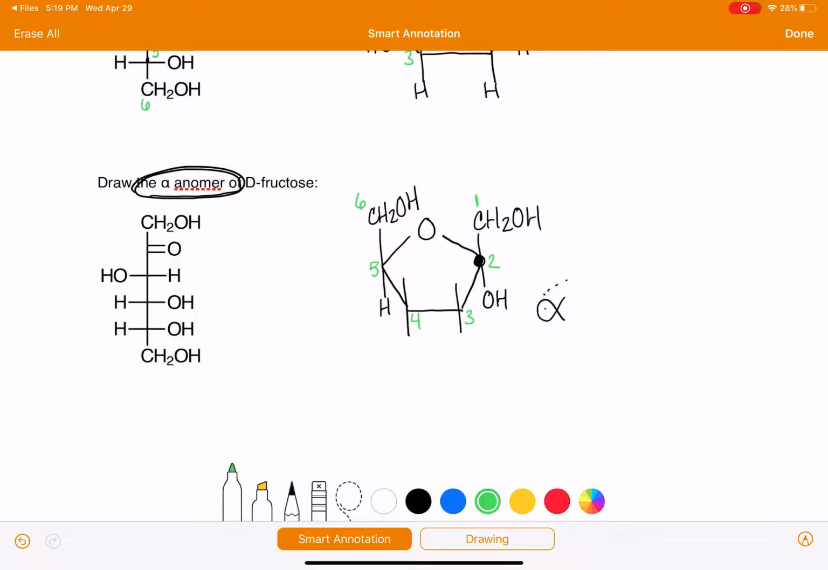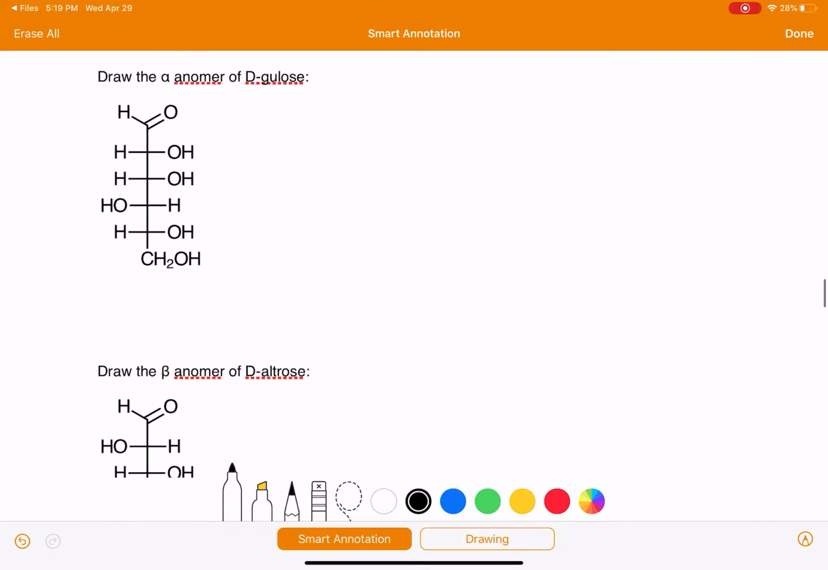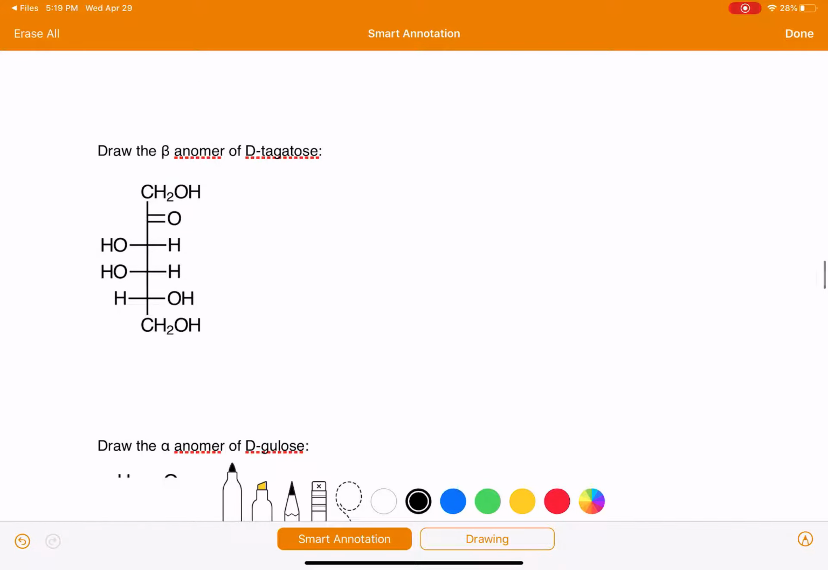Now we just have to figure out 3 and 4. 1, 2, there's 3 and there's 4. There's 3 and there's 4 when we turn this guy on its side to the right. Carbon number 3's OH group will be up. And carbon number 4's OH group will be down. And we have 3 more to practice. Here is another ketose.